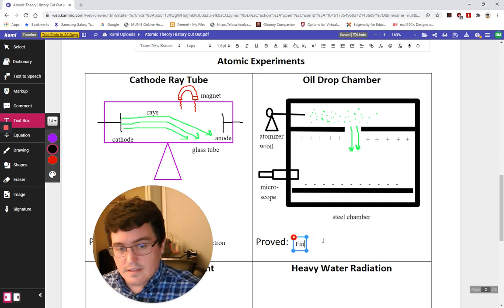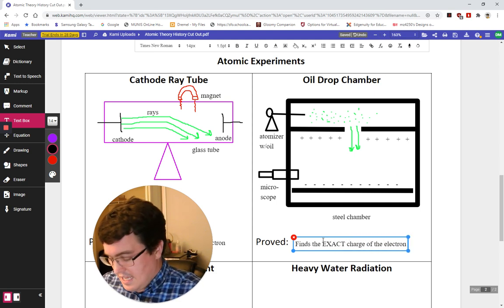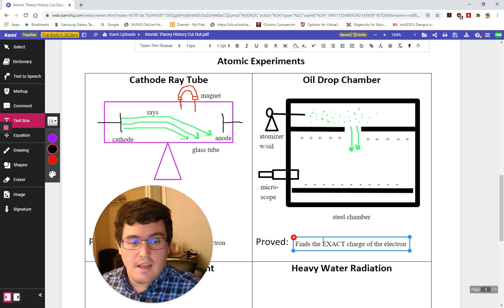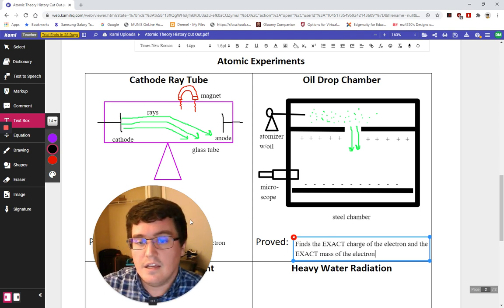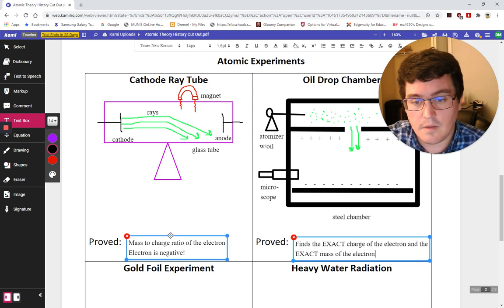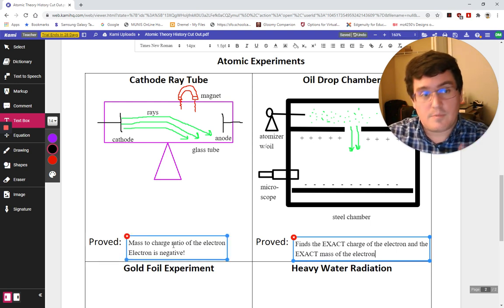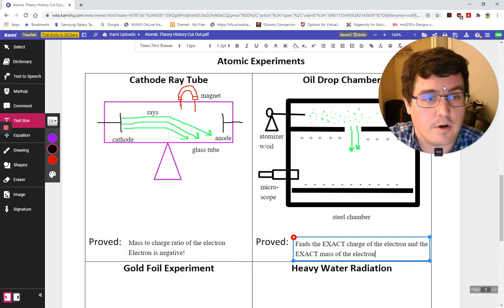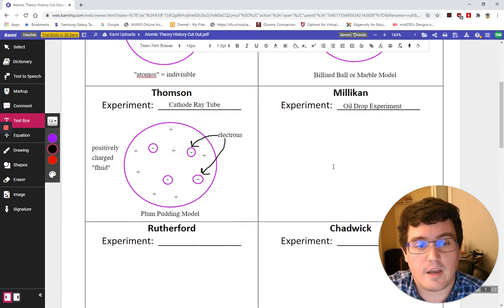So he finds the exact charge of the electron, and then he uses that to find the exact mass of the electron. He had Thomson's mass to charge ratio, and once you have the ratio and you have one of the numbers, you can easily find the other number. So that was the oil drop chamber. We're going to go back up here.